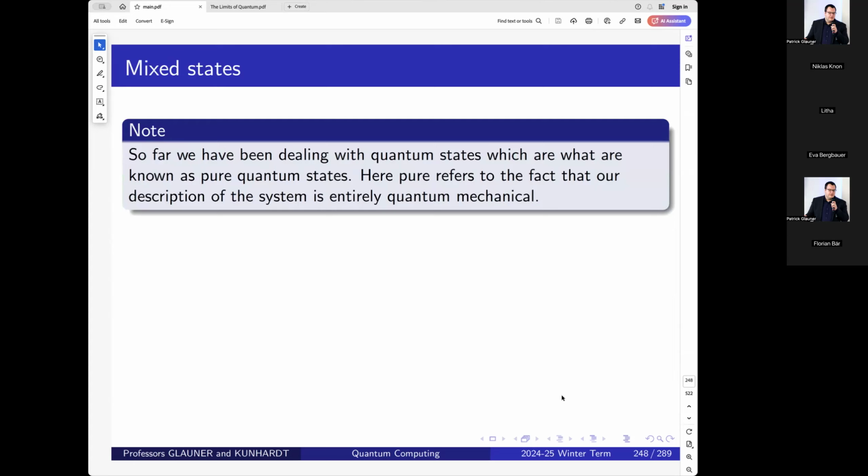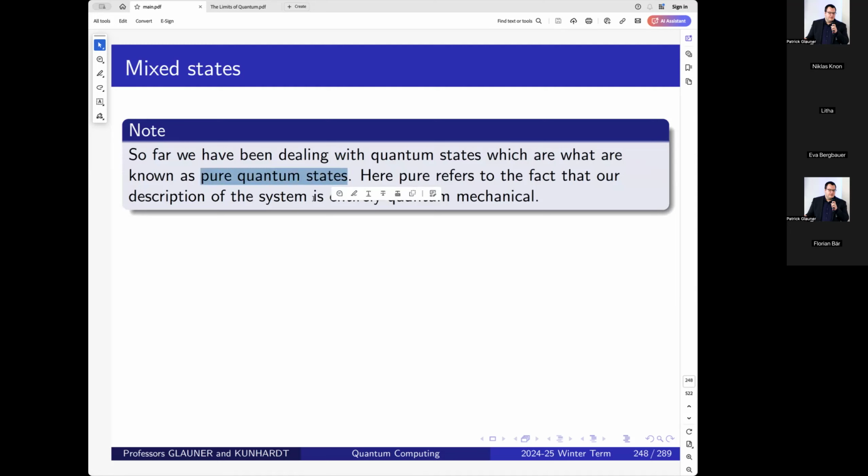Now, we look at one more thing that we need in quantum computing, and that relates to the foundations of quantum mechanics, and these are so-called mixed states. So far, all the states we have been dealing with throughout this course are something that we would call a pure state. And today, we will also look at so-called mixed states.